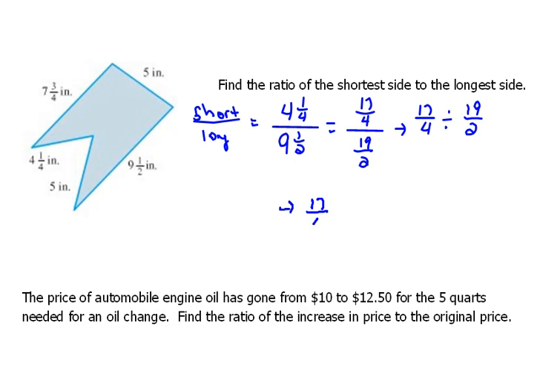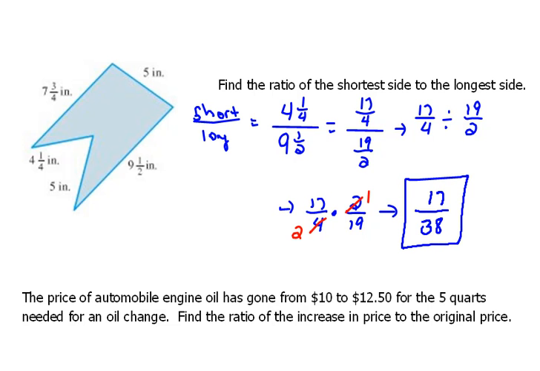Instead, we change it to a multiplication and flip the second fraction. Now we can do some canceling. 2 will go into 2 one time, and 2 will go into 4 2 times. So when I simplify this, this will be 17 over 38. So this is our final ratio.